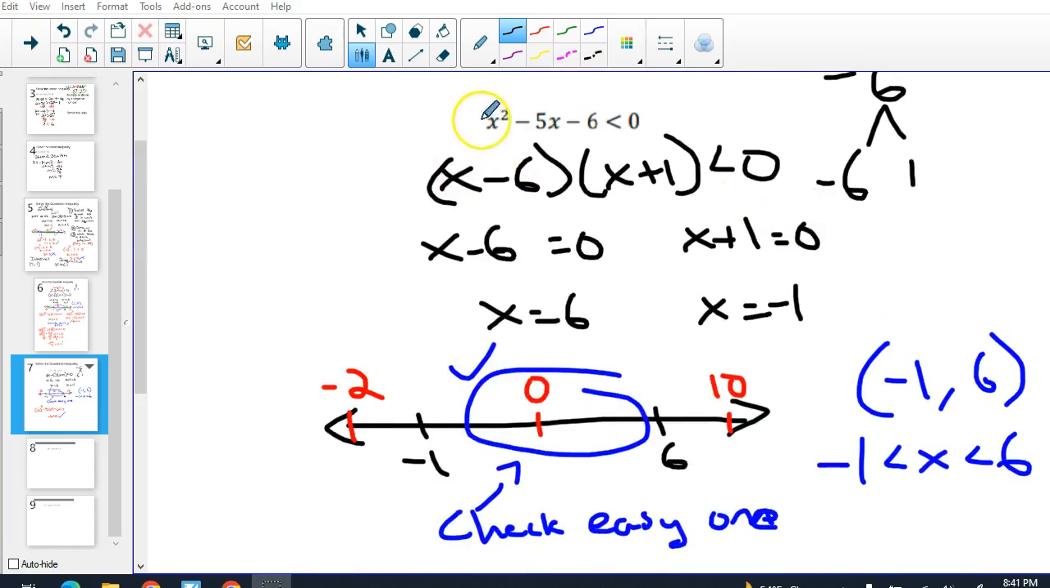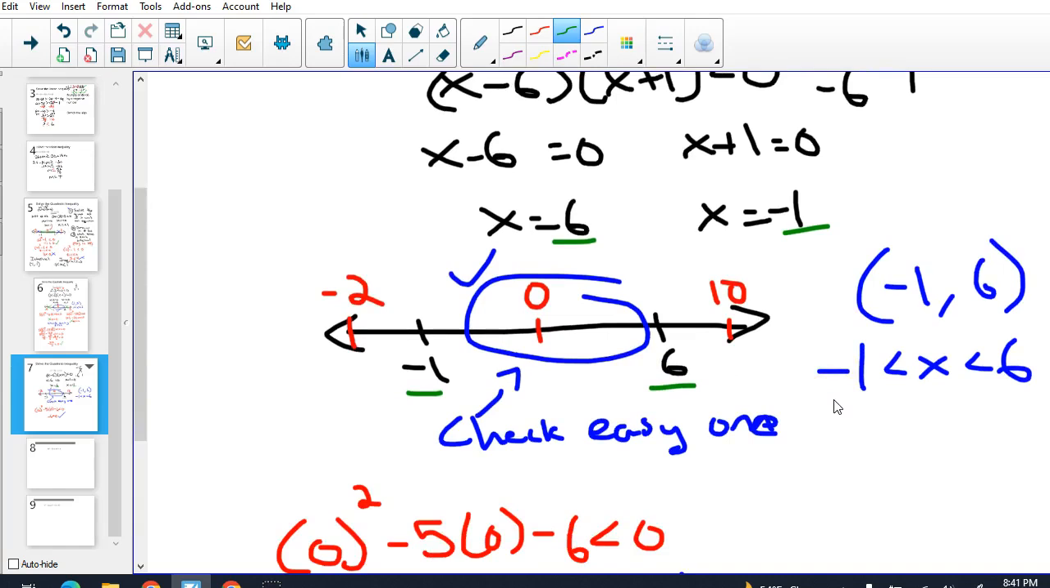So we have, since this is a 1, I can skip straight to here, if I skip the whole factoring by grouping. So I have x minus 6 times x plus 1. When we solve this, x minus 6 equals 0, we get 6, and x plus 1 equals 0, we get -1. Now that I have my terms, I put those on my number line, so I have -1 and 6 on my number line.